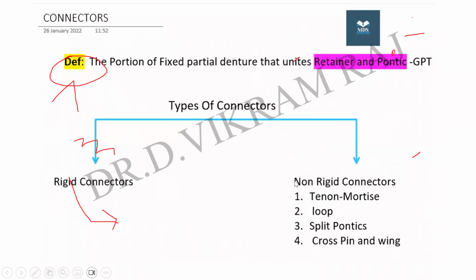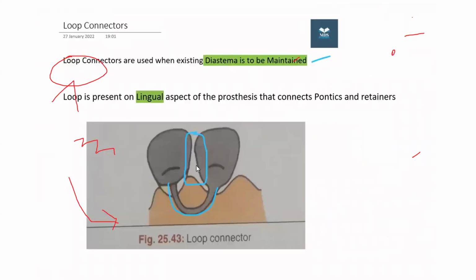Coming to the connectors, the connector is the portion of the fixed partial denture that unites the retainers and pontics. Types of connectors are rigid connectors and non-rigid connectors. Non-rigid are the tenon mortise, loop, split pontics, or cross pin and wing type of connectors. Loop connectors we indicate in the anterior region. Suppose we don't want to display it, then we indicate a loop connector on the lingual or palatal side, and thereby the midline diastema is maintained.